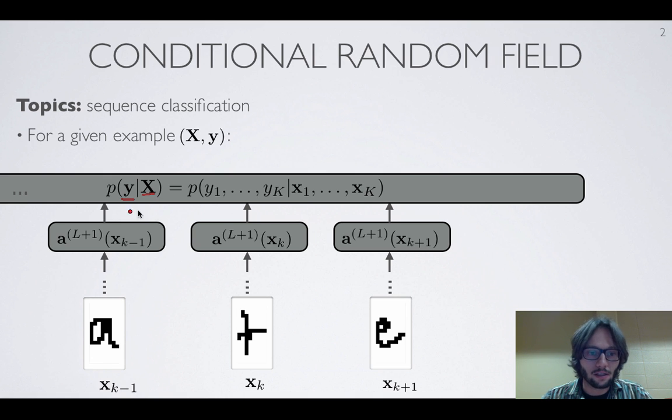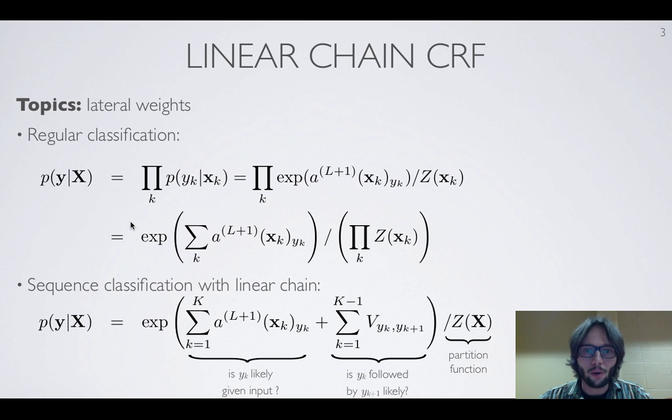So this here is essentially another way of writing the probability of a given value for y1 up to y capital K, where capital K is the number of elements in the sequence, given the first input in the sequence up to the last input in the sequence. Now let's look at a particular parameterization of this conditional distribution. Perhaps the simplest conditional random field, or CRF, is the linear chain CRF. Now let's see what we do in the context of a linear CRF.